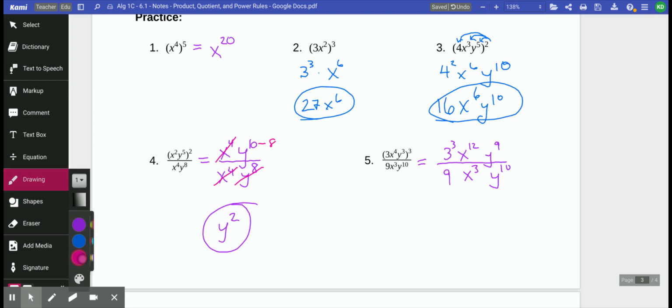I'm going to switch colors for this next part because we're going to do our quotient rule, right? So I'm going to do 12 minus 3 and get rid of that x to the 3rd. But then for my y's, right, I have more on the bottom than the top.